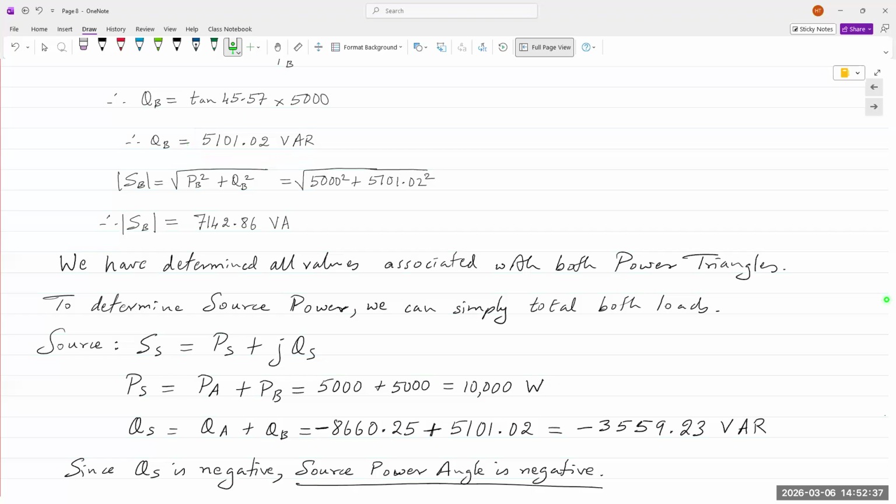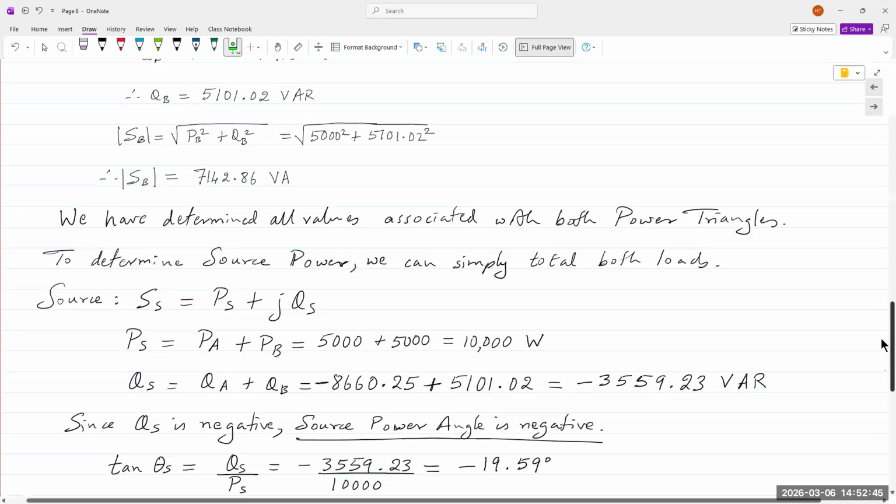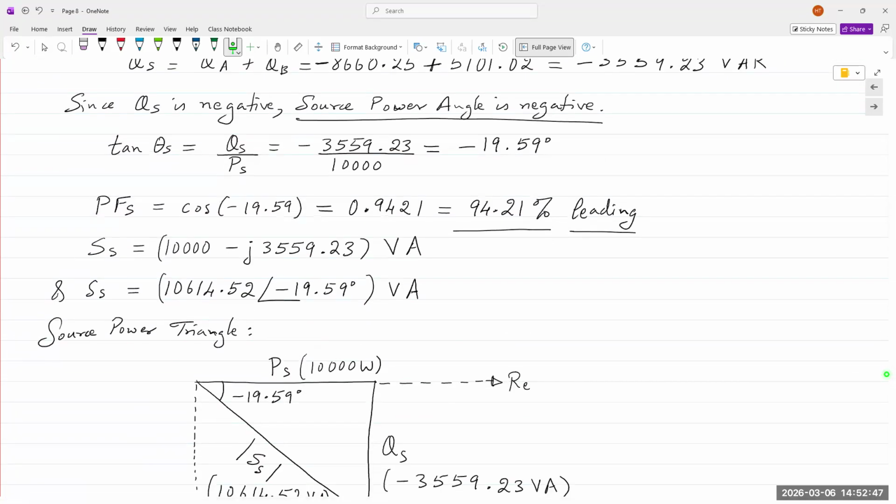So the total reactive power in the system is negative. Negative indicates it's a capacitive load. The negative simply means it's a capacitive load, it's pointing down. Hence, the power angle is negative. If it's a capacitive load, then the power factor is leading. If it's an inductive load, then the power factor is lagging. And that's all there is to it. Okay.